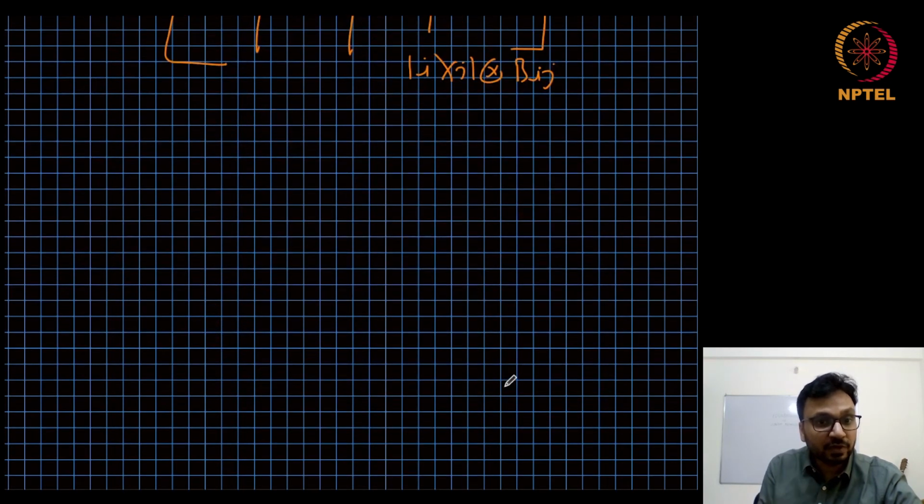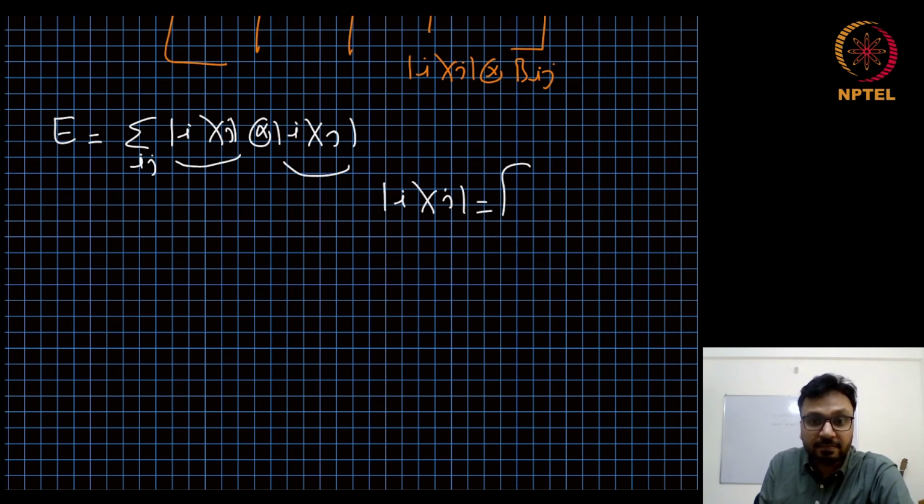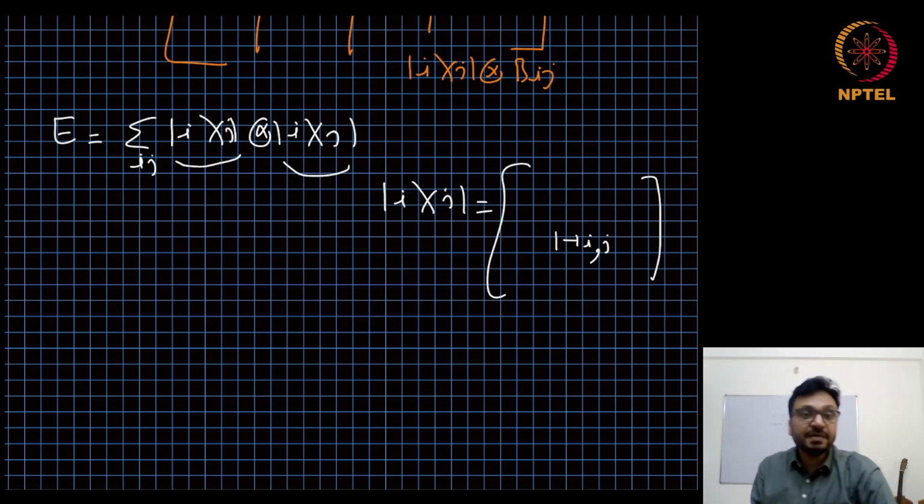So going back to our E, which was sum over ij of |i><j| tensor |i><j|, it says that in the ijth block the matrix is |i><j|, and |i><j| is a matrix with 1 at the ijth location and zeros everywhere else. So this is a special matrix in that sense. Okay, and it will be useful for our proof.